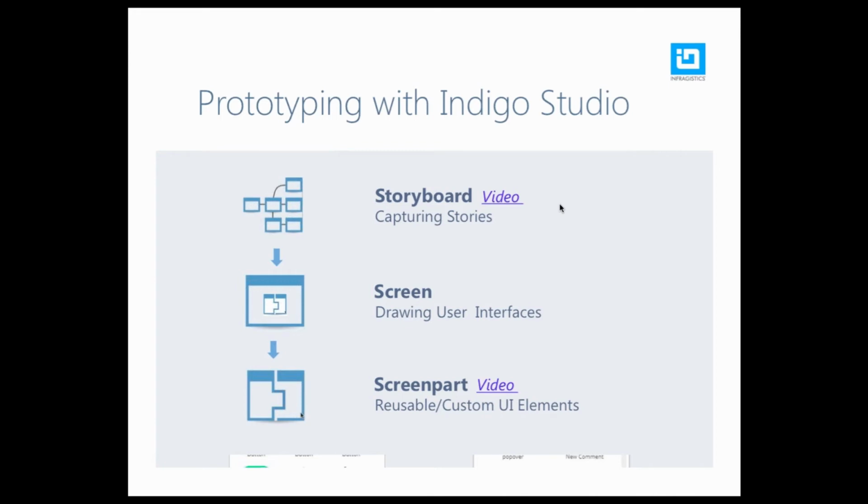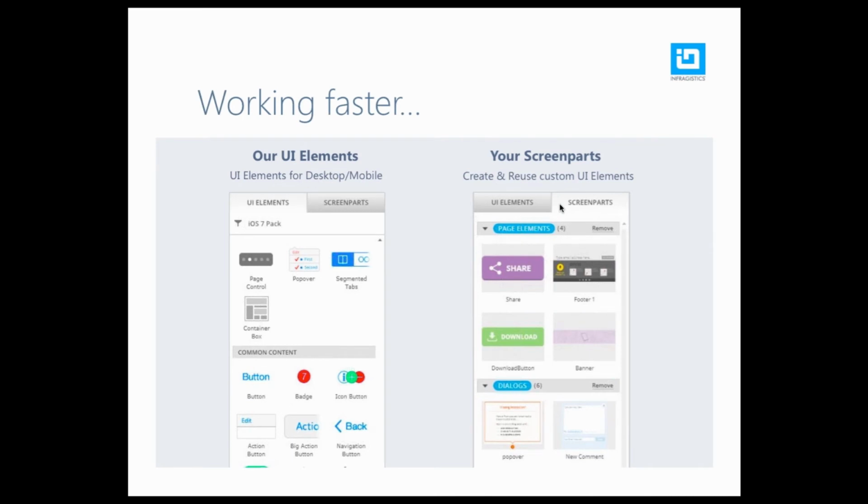The second thing, what I was showing you right now, was drawing user interfaces with screens and screen states. And what I'm going to talk about now is the notion of screen parts, which has the concept of reusable custom UI elements. The simplest way you can think about screen parts is a way to work faster and to work with a design language which is consistent for your enterprise apps. So the UI elements, which is what I was showing you earlier on the right toolbox, are things which we have provided with the application. So we call it our UI elements.